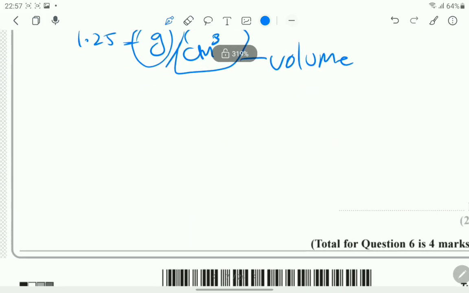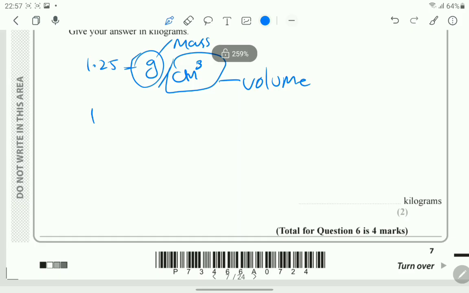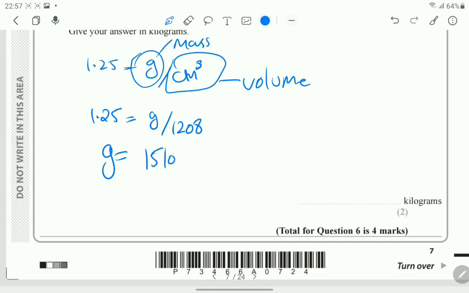So without acting like this is tough, we just put in what's given to us. The volume was given to us, so now you know that the formula for density is mass over volume, and we now know the mass with this equation, and it is 1.25 times 1208. It is 1510 grams. So this is how many grams this cylinder weighs. Write your answer and move on.